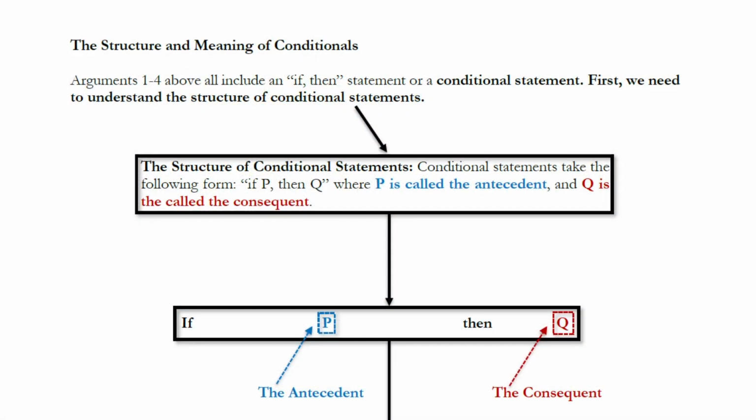In philosophy, there is a technical term for the if-then statement like those featured in arguments 1 through 4. Philosophers call these kinds of statements conditionals. Therefore, in order to understand these common argument forms, we first need to gain a better understanding of what is meant by a conditional statement. And in fact, before doing that, we first need to get a better idea of how conditional statements are structured. So, conditional statements typically take the following form. If P then Q, where P is called the antecedent and Q is called the consequent.